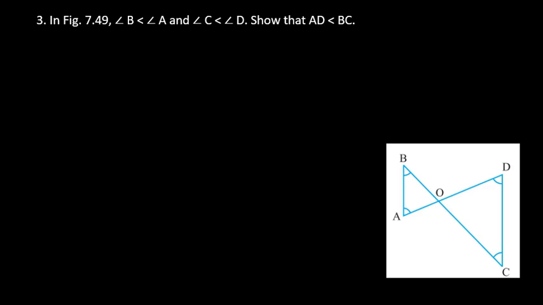So let us start the solution. I will say that in triangle AOB, angle B is smaller than angle A. So in a triangle only we are going to use this concept. Angle B is less than angle A, therefore the side opposite to angle B, which is AO, is smaller than the side opposite to angle A, that is BO. Let us take this as equation 1.